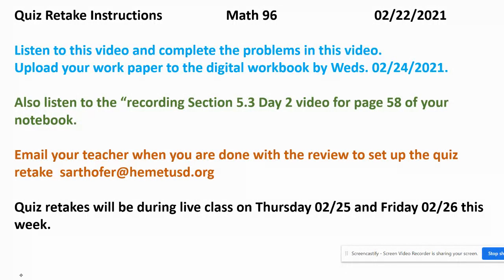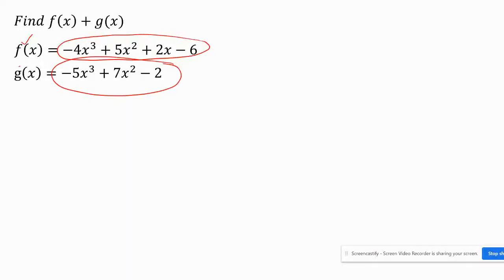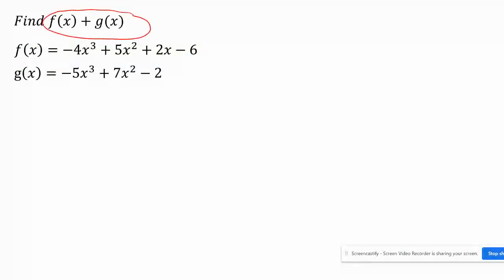Okay, here we go. You should have a piece of paper out and title it Quiz Review. Okay, so this goes back to adding and subtracting and multiplying polynomials. Right here is just a polynomial. It's called f of x. Here's another polynomial. It's called g of x. You just have to make sure that you read the instructions. In this case, they want you to add the two together.